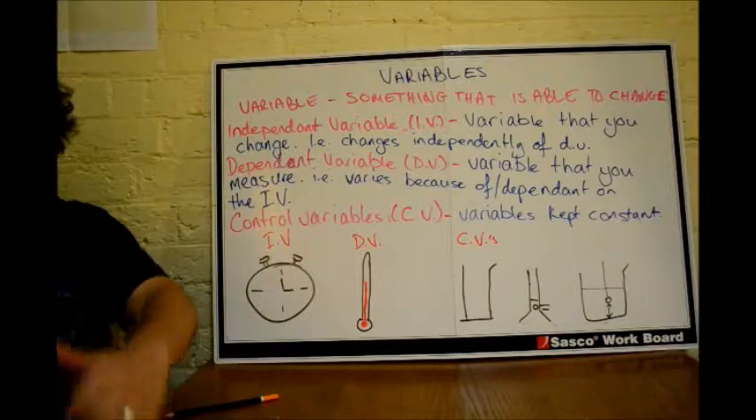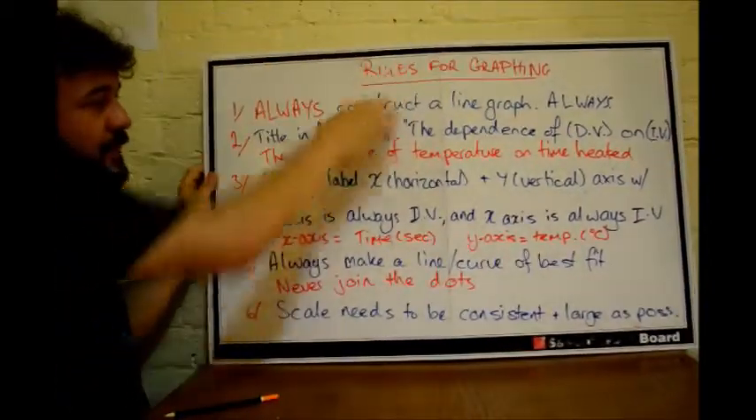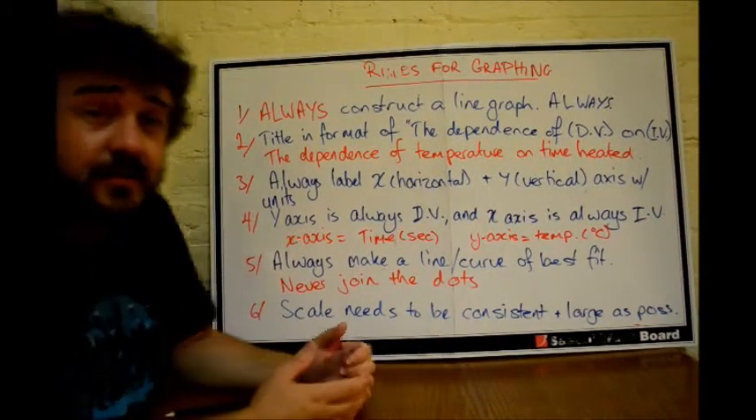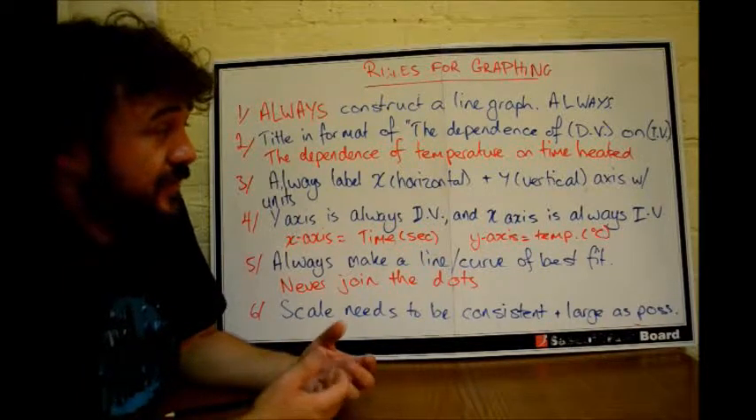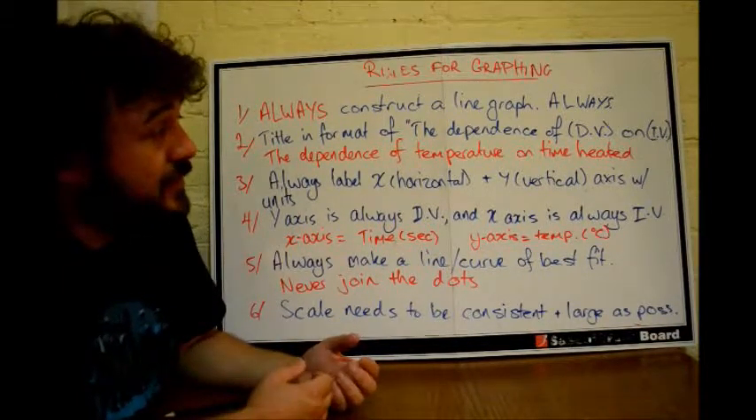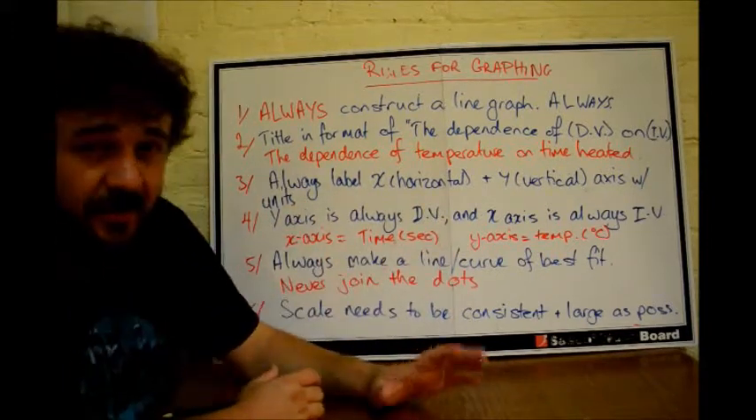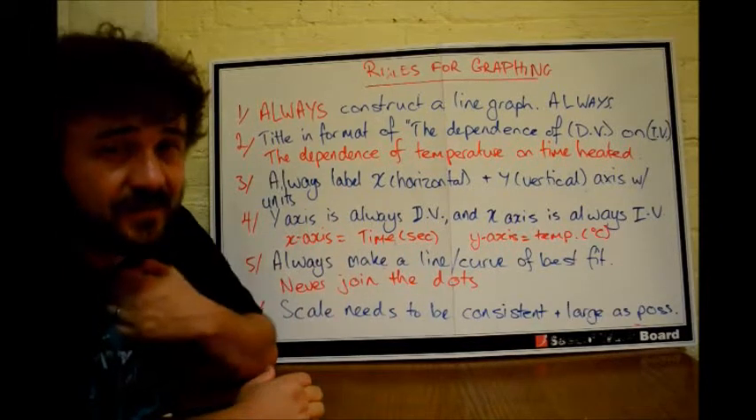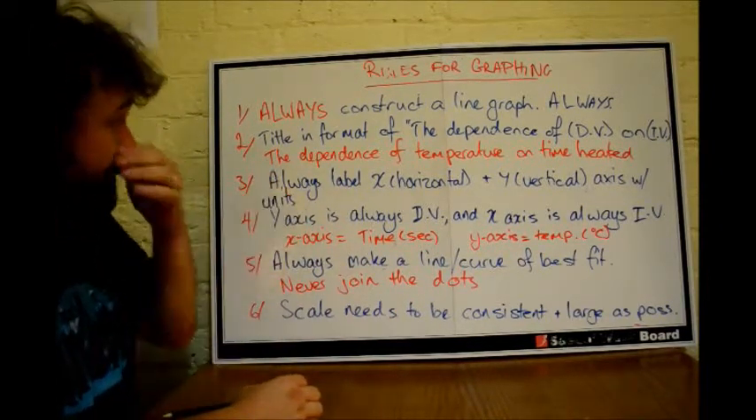The next one we're going to look at is how to draw a graph. Now, there are rules for drawing a graph so that we all draw graphs the same way. The reason we want to do it the same way is so that you can grab any person's graph in the class or science in general and it will make sense. Okay? So first, always make a line graph. Always, unless you are told specifically otherwise in science. Always do a line graph.